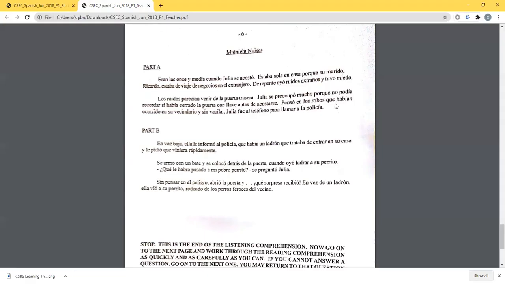Pensó en los robos que habían ocurrido en su vecindario. She thought about all the robberies that had occurred in her neighborhood. Y sin vacilar, without hesitating, Julia fue al teléfono. She went to the telephone para llamar a la policía, to call the police.